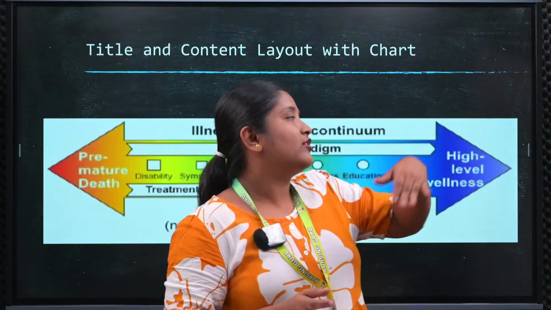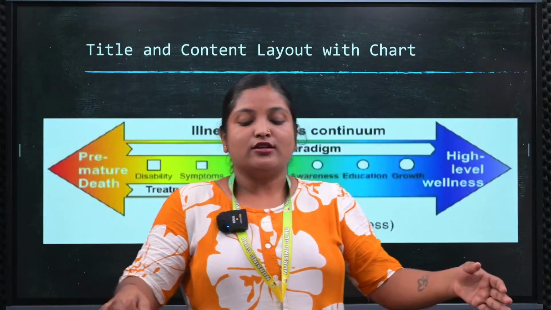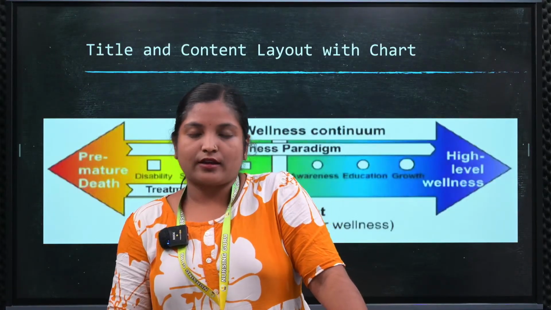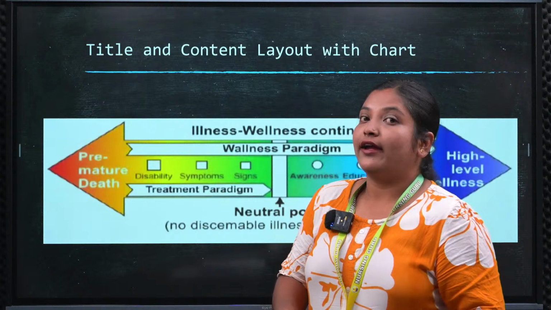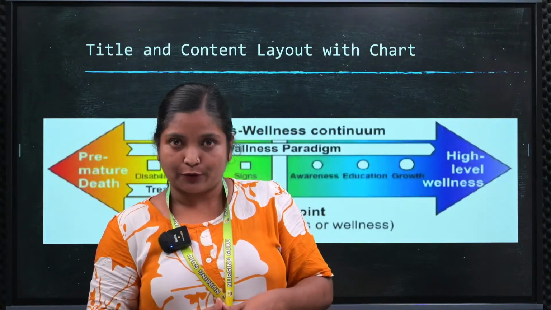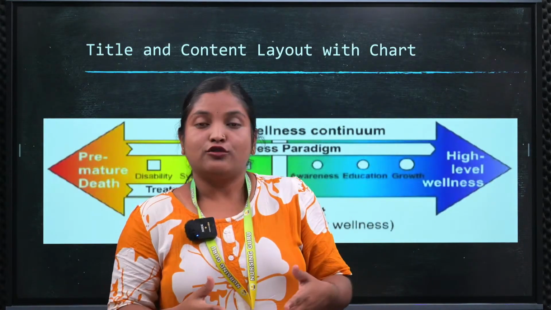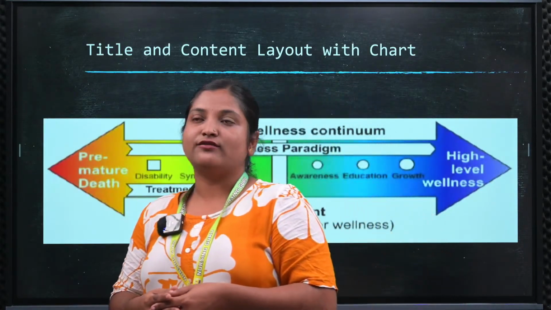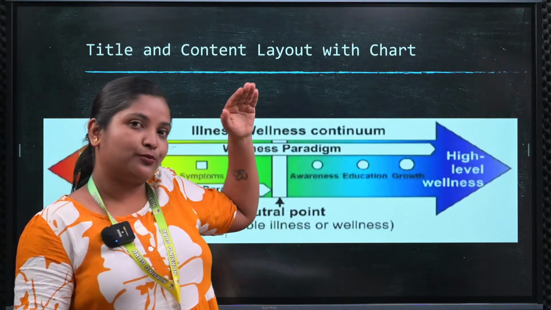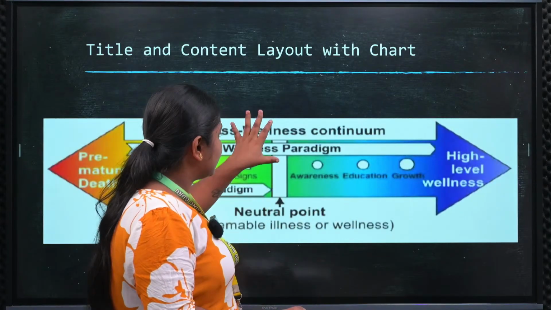When it comes to the wellness paradigm, here you can see awareness, education, growth. You have to get awareness regarding your healthy habits. That is very important. Next, your education is very important towards a healthy lifestyle and how to maintain your health properly without unwanted habits like alcohol and tobacco consumption. These things make you travel towards illness and reach premature death. Understanding my point?